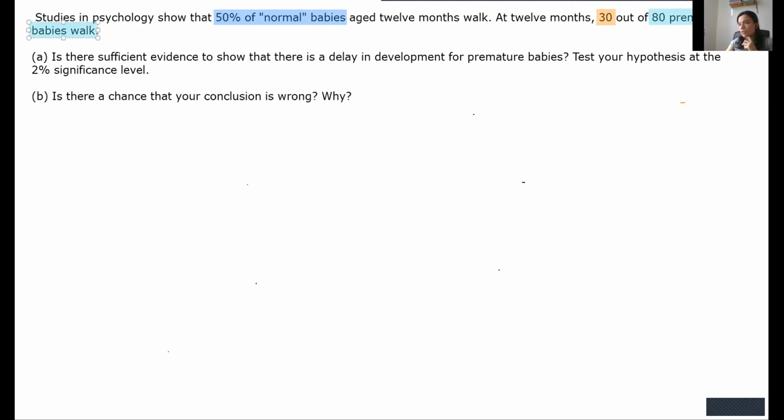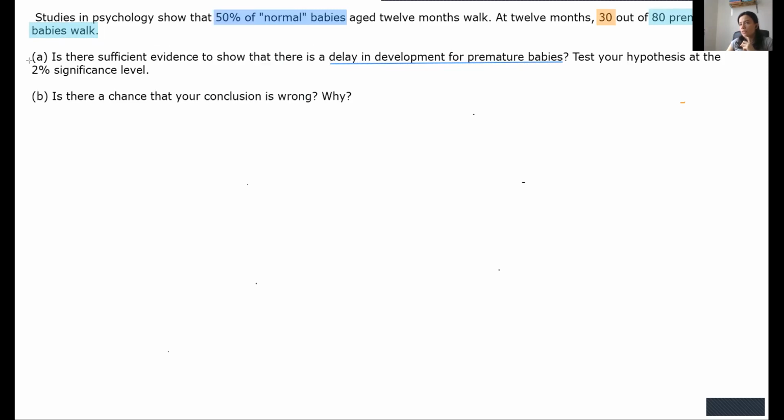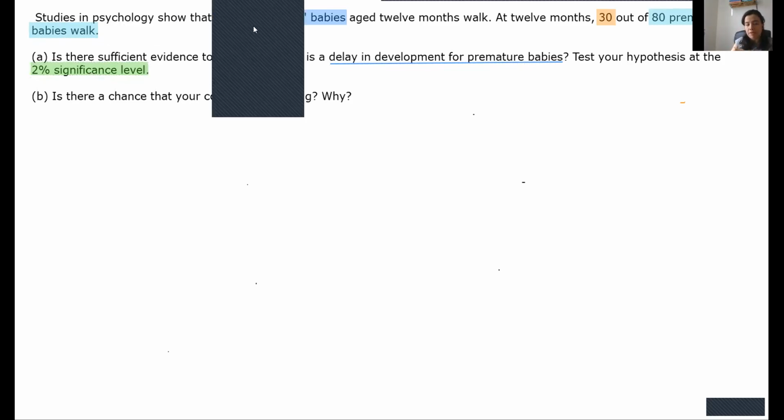And then I'm trying to determine if there's a delay in the development. Delay in the development. So I'm just going to underline that for premature babies to remember that that's what we're trying to show. And I need to test the hypothesis with a level of significance of 2%. So 2% significance level. So as usual, I try to summarize all the information that seems clear, and everything else I keep highlighted over there to see if and when I'm going to use it.